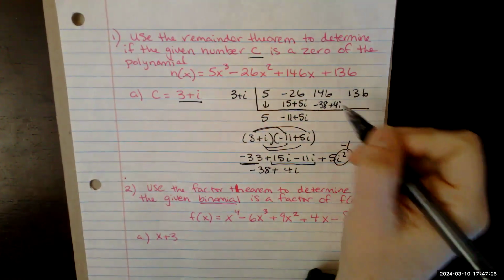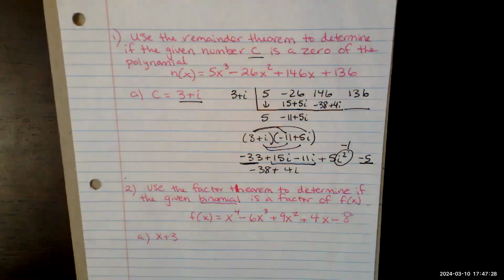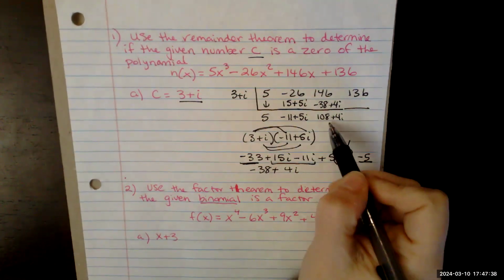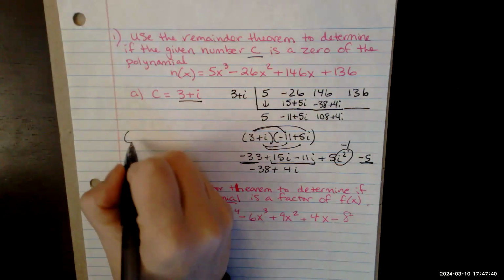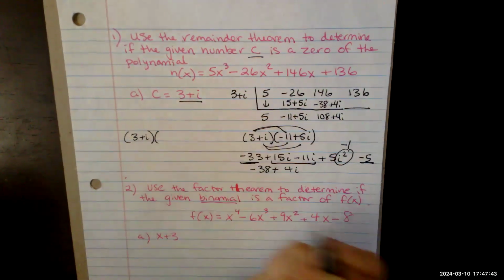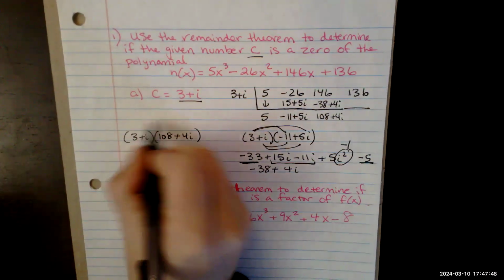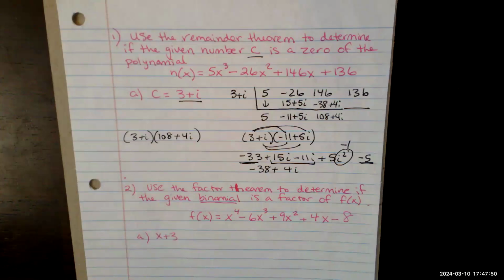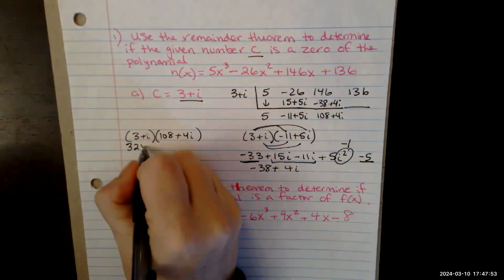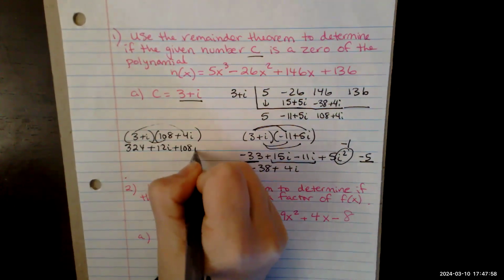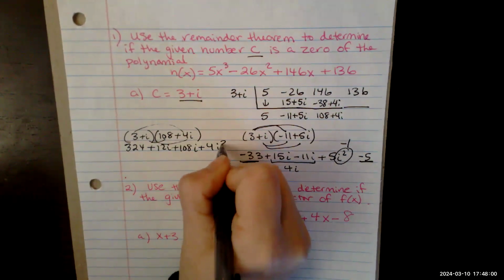Now I add these together, but again, I can only add the 146 with the negative 38. So I get 108 plus 4i. And now again, I have to multiply these two together. So I'm going to do that over here. So 3 times 108 is 324 plus 12i plus 108i plus 4i squared.